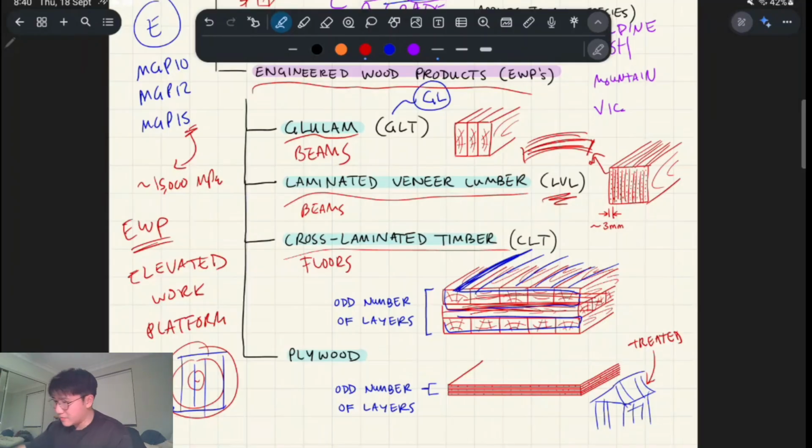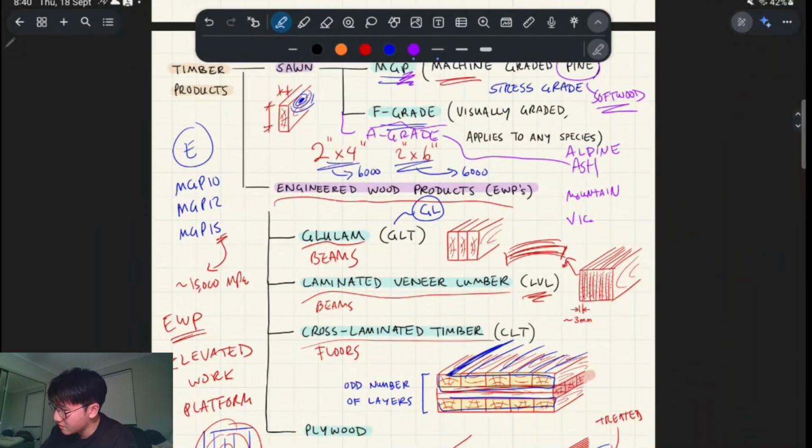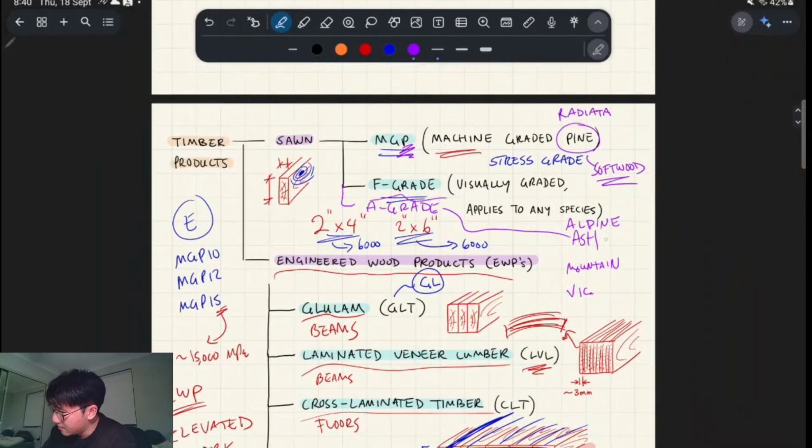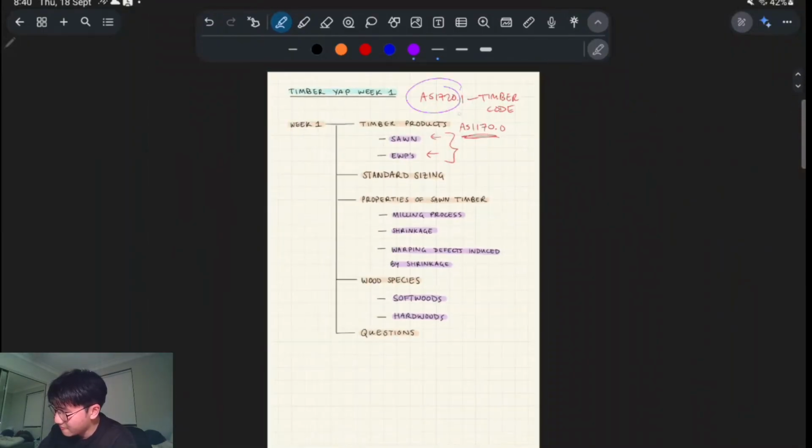So if you think about it, calculations for this will come into play in week 5 maybe. This is the cross section, and when we're considering CLT design, it's going to use a different code to the Australian code, which I forgot where I wrote. So it's different to that. We're going to be using Eurocode 5 for CLT design, right?